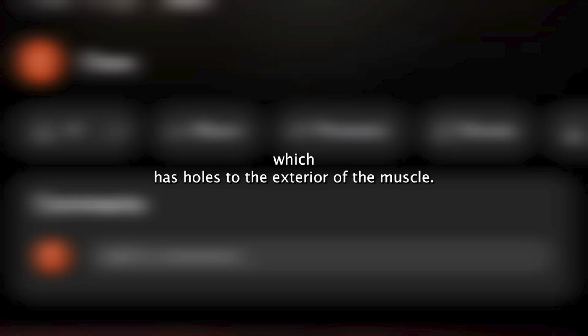Here it is. Here's a triad. The T-tubule has holes to the exterior of the muscle, the sarcolemma, and the terminal cisternae are on either side. This is the sarcoplasmic reticulum, and it's filled with calcium. When the electrical impulse travels from the muscle down into the T-tubules, it causes calcium to be released from the terminal cisternae, which then leads to muscle contraction. We'll study that in a moment.